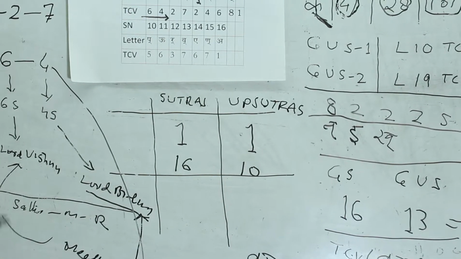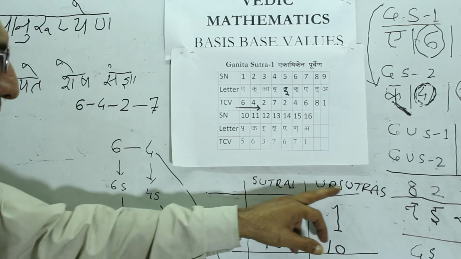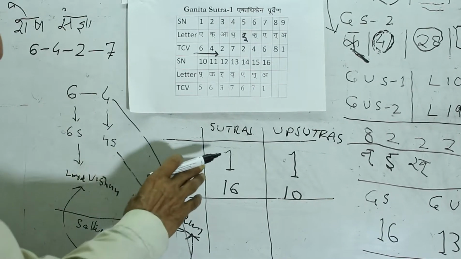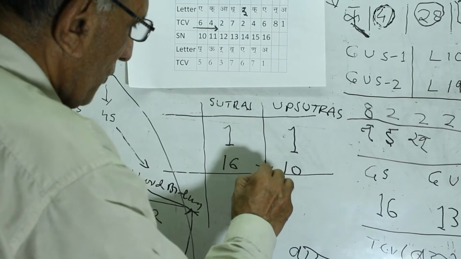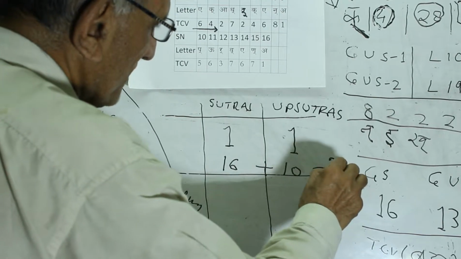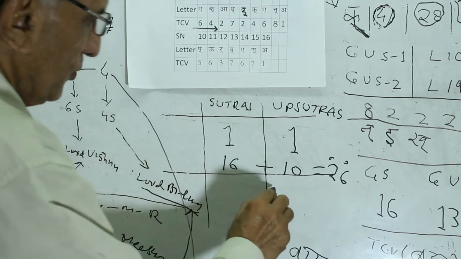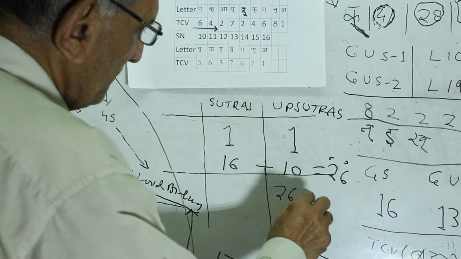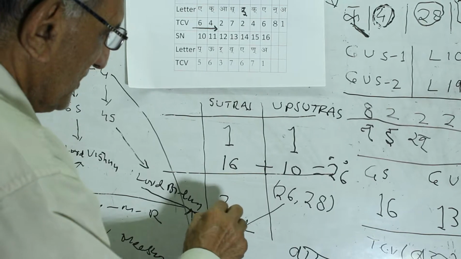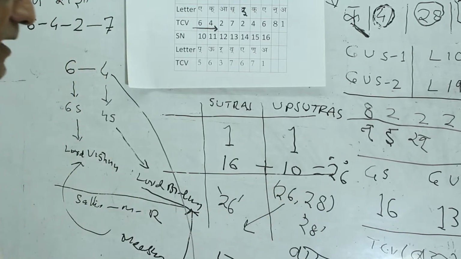Anurupye is Ganita Sutra 1. Anurupyena, the text of Ganita Upasutra 1, is of 10 letters. Therefore, Ganita Sutra 1 and Ganita Upasutra 1 together make a set of 26 letters, 26 processing steps. We can have a pause here and take note that the 26 and 28 together make a pairing such that 26 is in the role of a dimension, while 28 is in the role of a domain.